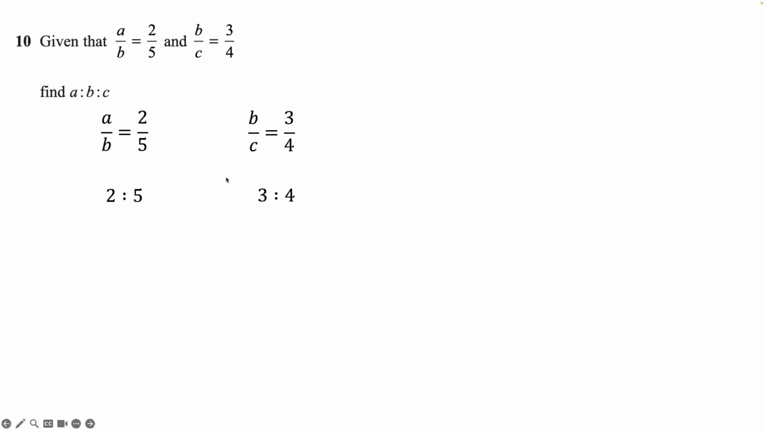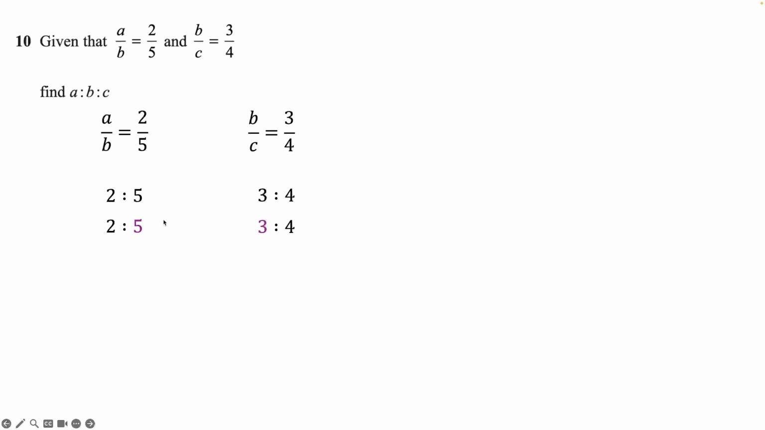Now, the thing that links these two is B. But B is a 5 here and a 3 here. If we can make the B element of each ratio the same, we can combine them. So we look at this 5 and look at this 3. Well, the lowest common multiple is going to be 15. So to make this 15, we times it by 3.